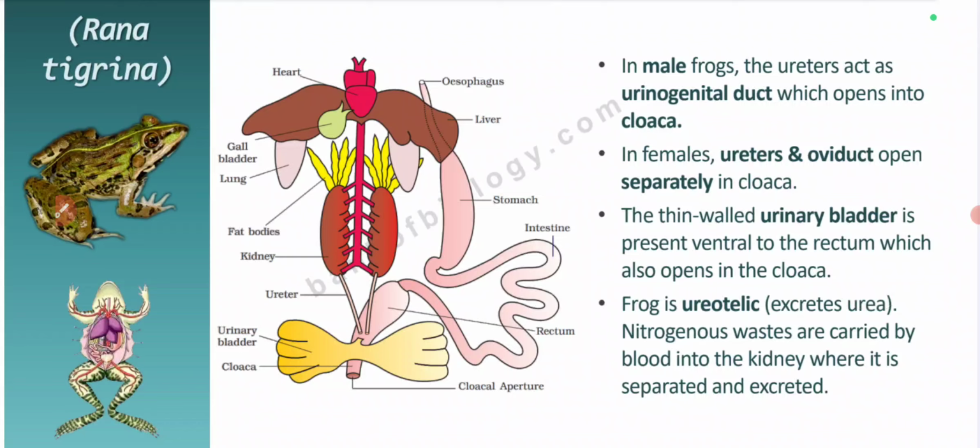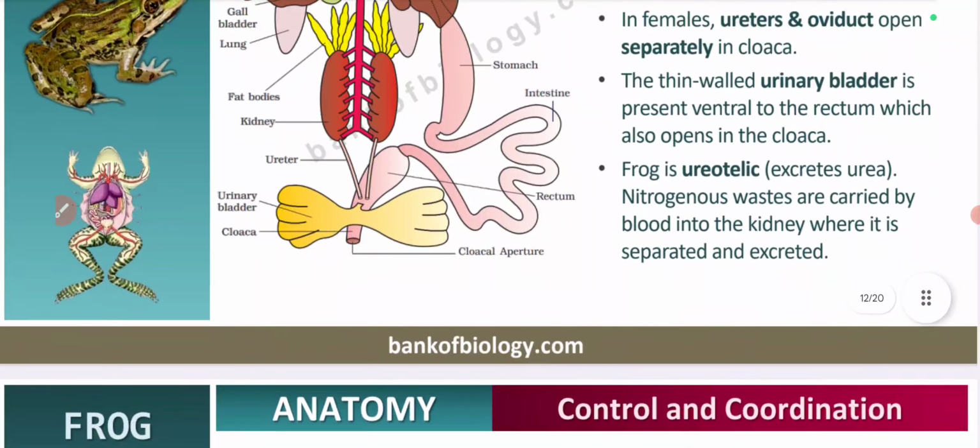Frog is ureotelic, means it excretes urea. Nitrogenous waste is carried by blood into the kidney where it is separated and excreted. Same like human beings.